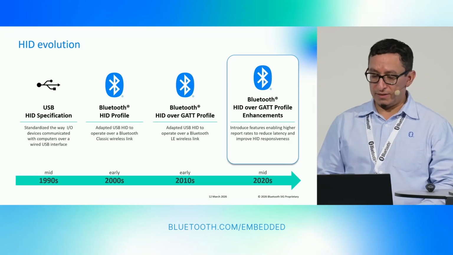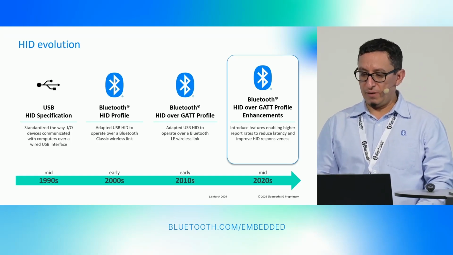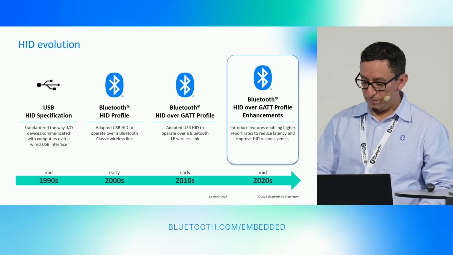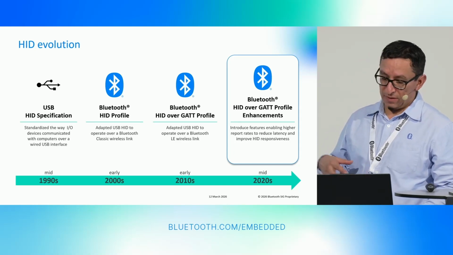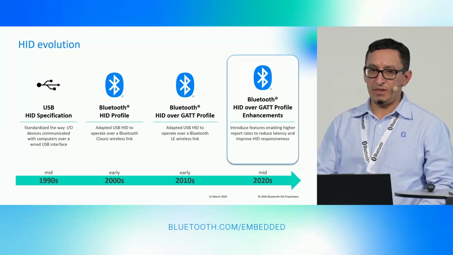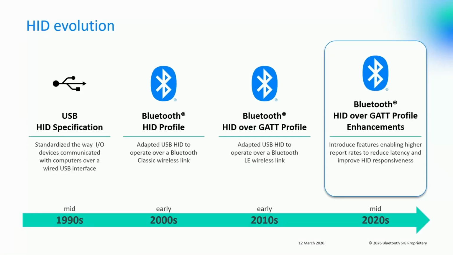Now, in the mid-2020s, the Bluetooth HID over GATT profile is being enhanced with new features that enable higher report rates to enable better responsiveness in HID applications. And within the Bluetooth SIG, these enhancements to the HID over GATT profile are what is known as the ULL HID project, where ULL stands for ultra-low latency. In the near future, that project name will be replaced by an official customer-friendly name that's more intuitive and more meaningful for users. So just FYI.